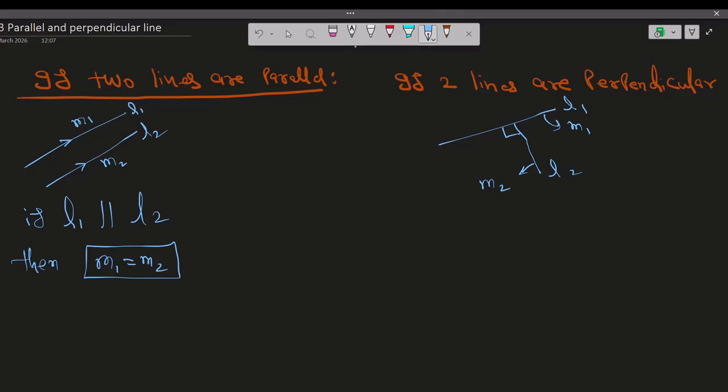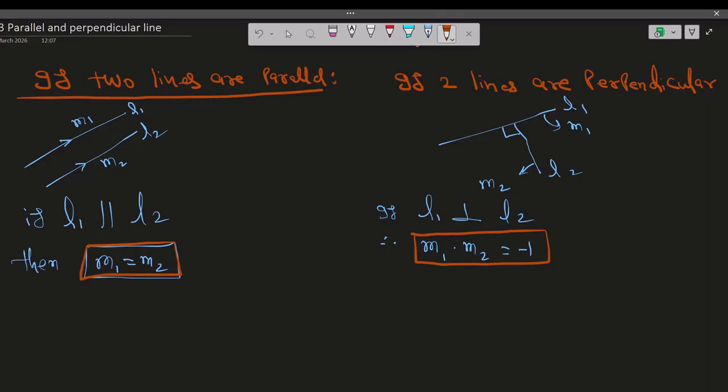As per the property, if L1 is perpendicular to L2, then the product of their gradients will be minus 1. We are using it as a result: M1 into M2 equals -1. So this is the takeaway. If two lines are parallel, their gradients are the same. If two lines are perpendicular, the product of their gradients will be -1.